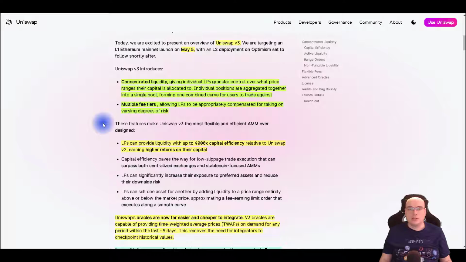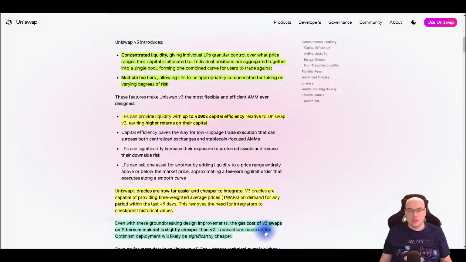So they are concentrating mostly on the liquidity providers. V3 will make Uniswap one of the most flexible and efficient automated market makers, they are saying. Liquidity providers can provide liquidity with up to 4,000x capital efficiency relative to Uniswap V2, earning higher returns on their capital. As I said, they are focusing on the liquidity providers. Uniswap oracles are now far easier and cheaper to integrate. Even with this groundbreaking design improvement, the gas cost of V3 swaps on Ethereum mainnet is slightly cheaper than V2.